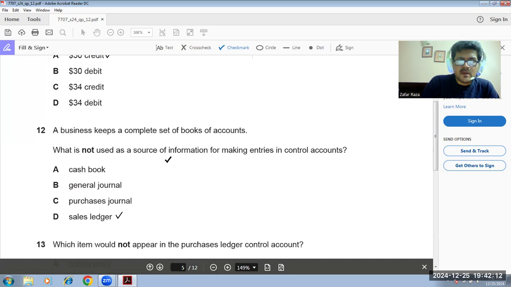The cash book will tell you about the payments received from or payments made to the supplier, or payments received from the customer. The journal shows you the contra entries and bad debts. The purchase journal definitely shows you the amount of purchases. The sales ledger is separately maintained just to reconcile at the end of the month or at the end of the period.